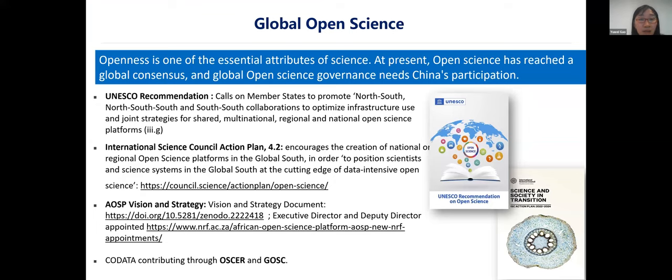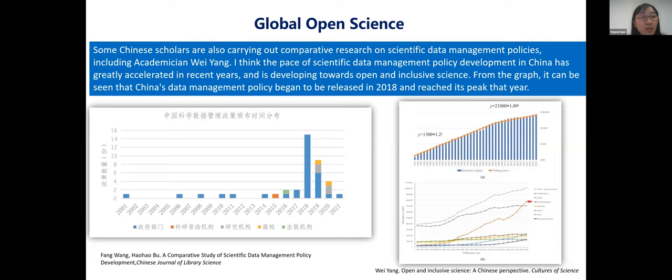Openness is one of the essential attributes of science, and at present open science has reached a global consensus, and global open science governance welcomes China's participation. Some Chinese scholars are also carrying out comparative research on scientific data management policies, including academician Wei Yang. I think the pace of scientific data management policy development in China has greatly accelerated.